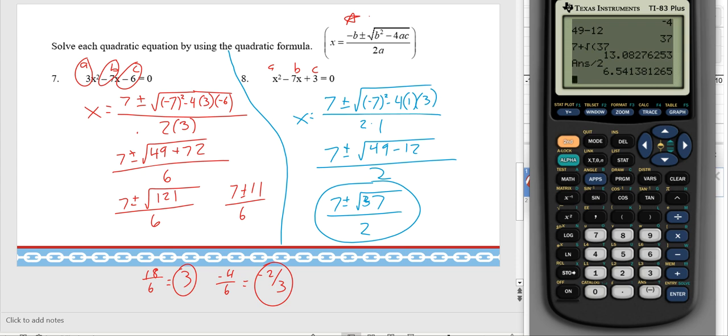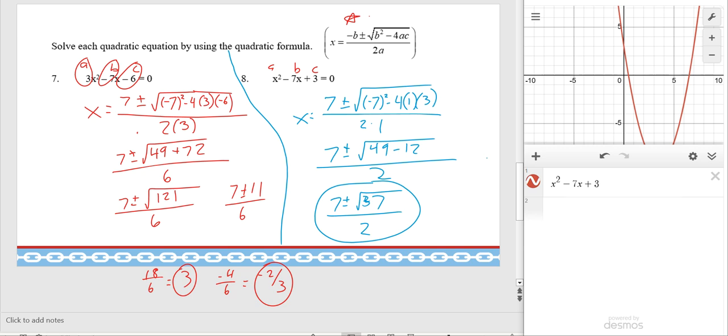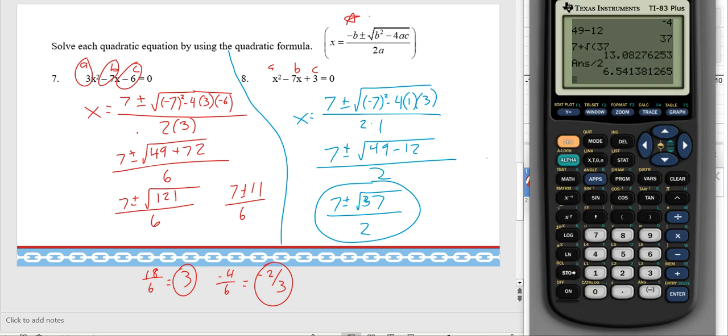So if I bring up 6.54, 6.54138, right? So they do match. It's just a matter of you need to know how to use this quadratic formula here. Not above you checking your work in Desmos, but I need to see steps. So you can't just use Desmos.